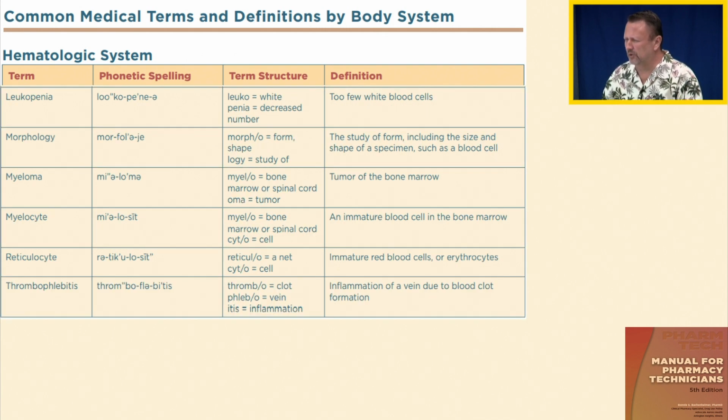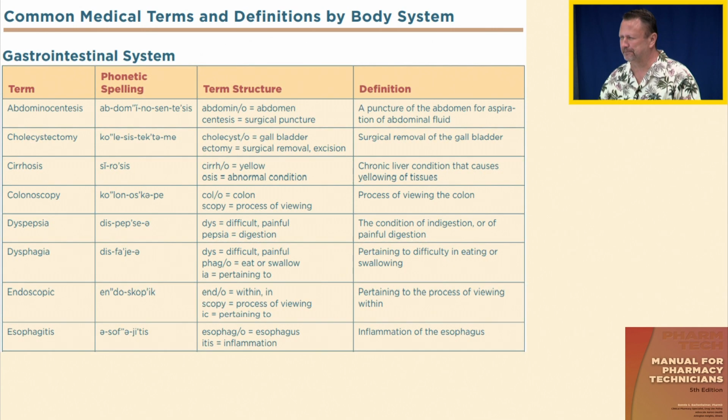Leukopenia, again, too few white blood cells. Myeloma, we talked about myelocyte as an immature blood cell in the bone marrow. A reticulocyte is an immature red blood cell that has this reticulated or net-like pattern. Thrombophlebitis is an inflammation of a vein due to blood clot formation.